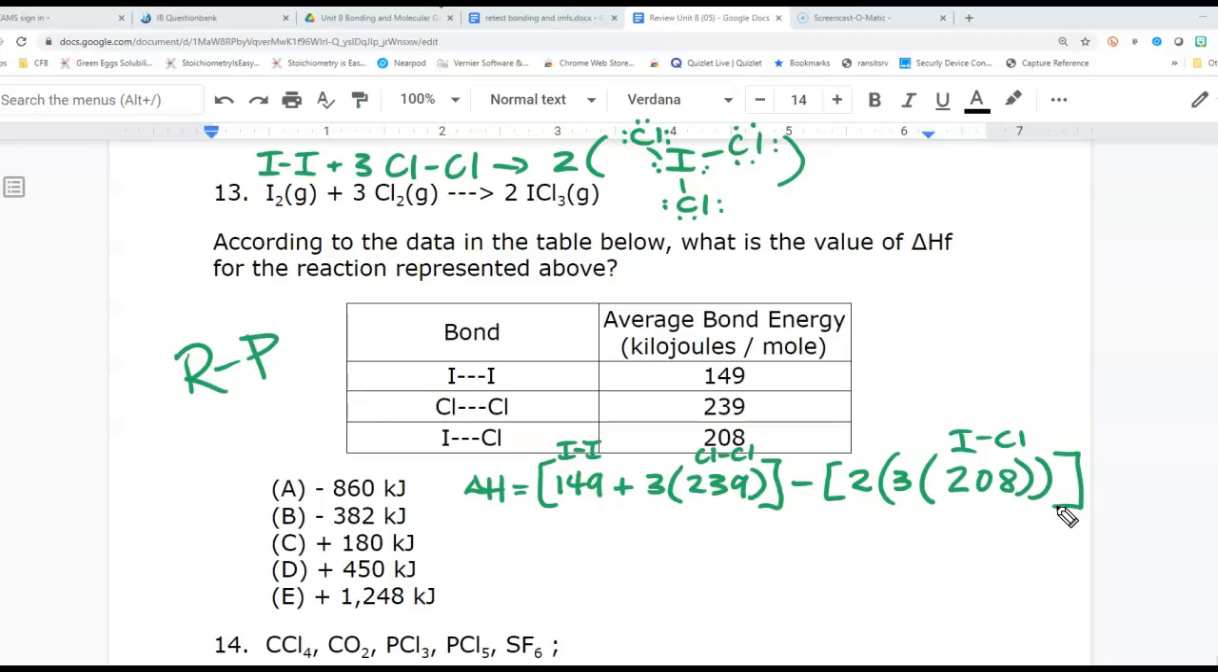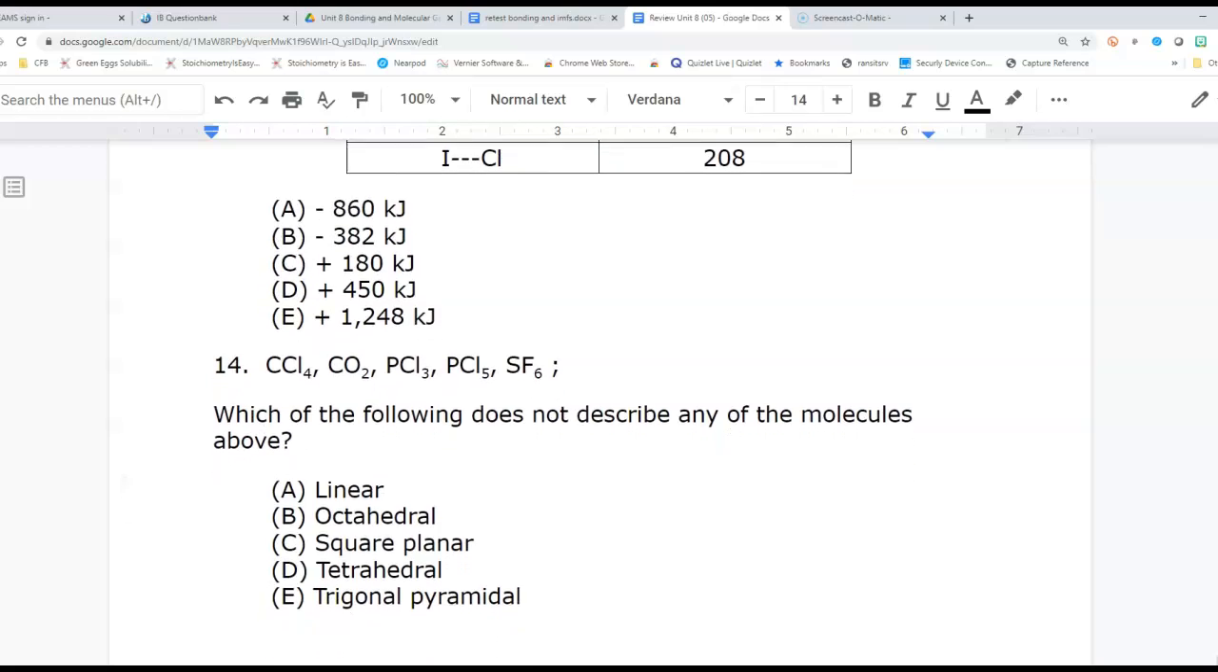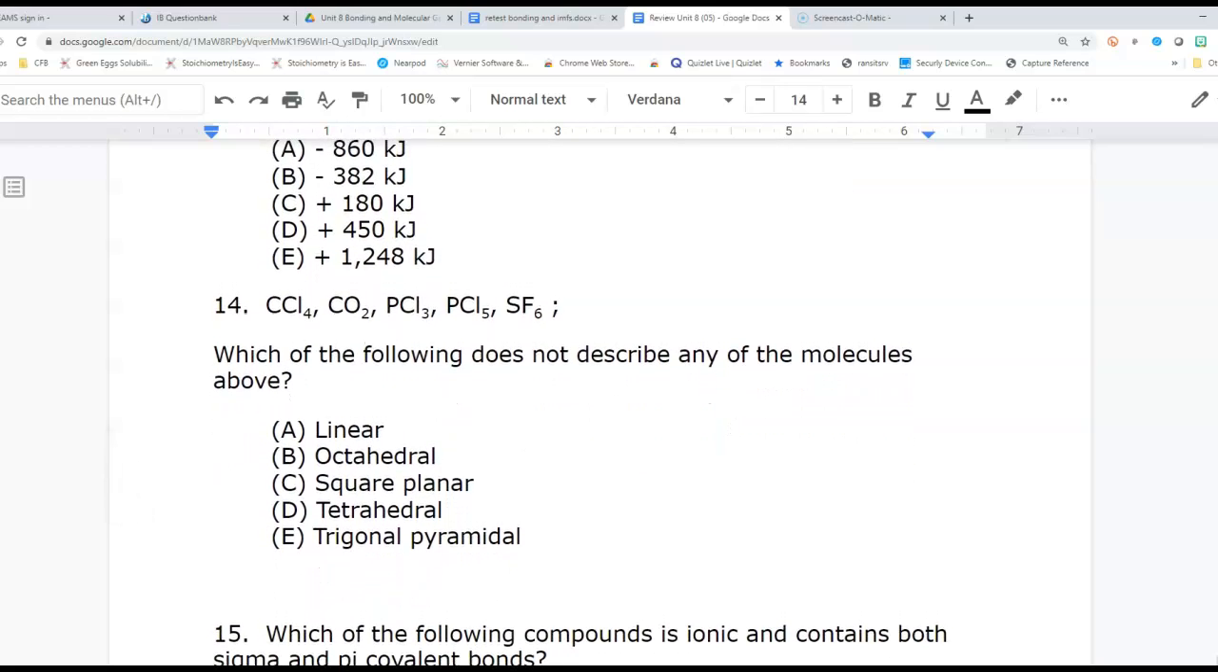So now we just have to plug this into our calculator. So we have 149 plus 3 times 239. And then we're going to subtract from that 6 times 208. And we end up with negative 382 kilojoules. And B is our correct answer there. Okay, so another little bit of good practice for us there. If we had to answer if this was endothermic or exothermic, because that came out to negative, we would have to call that exothermic.